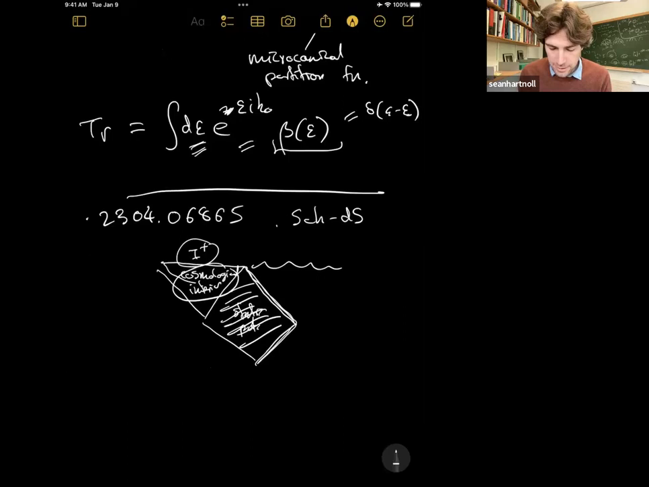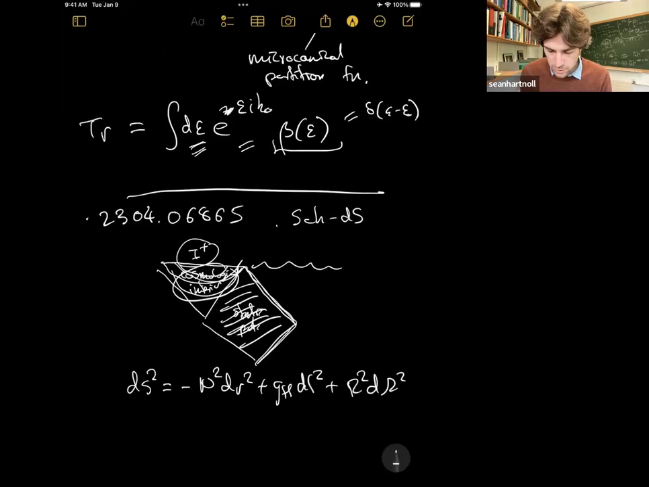First, take these slices like this in the interior. Maybe I'll write that down: minus N squared dr squared plus g_tt dt squared plus R squared d omega squared. So this is a two-sphere, and t is time. This is the static patch time. So time is slices like this. It goes like this here, but it goes like this there. And this radial direction is time in the interior and the radial direction in the static patch.